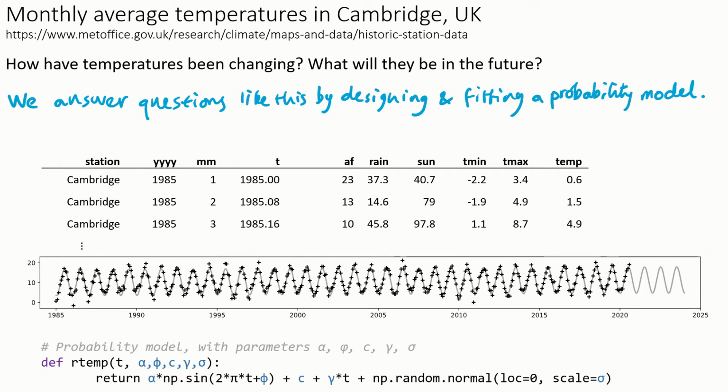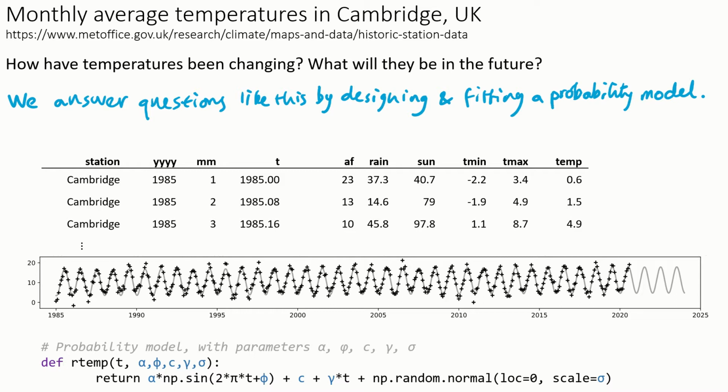This function takes in the timestamp t and then it computes a sinusoid. Here the sinusoid has amplitude alpha and phase shift phi, and then c controls the level and gamma is a linear slope term, which allows my model to express the idea that temperatures might be increasing, or for that matter they might be decreasing depending on the value of gamma.